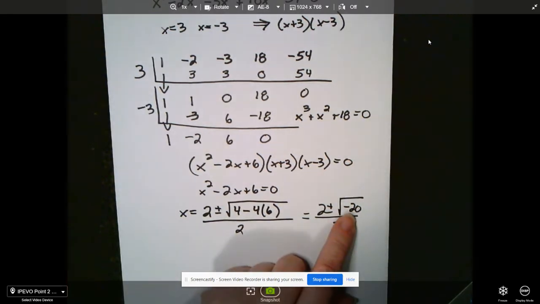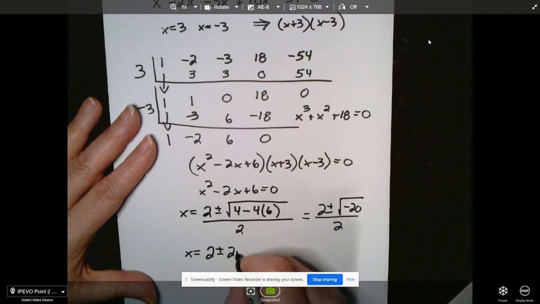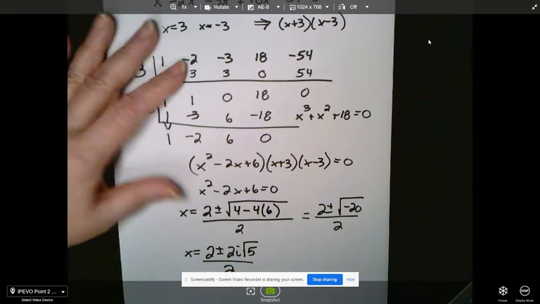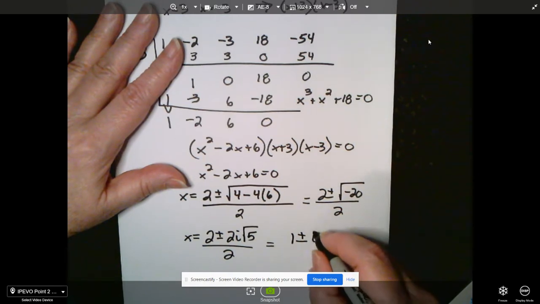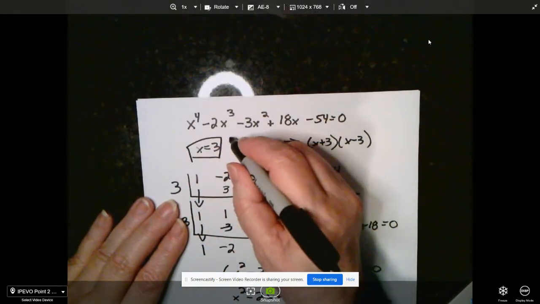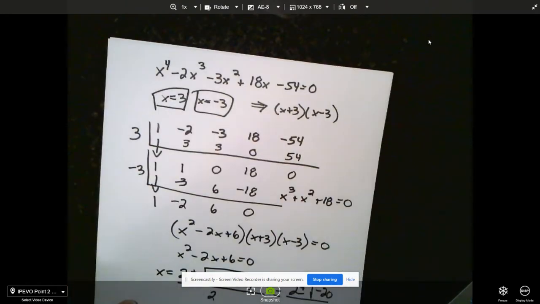And I know here, if this is a negative, I'm going to have an i, and I might as well simplify the square root of 20 at the same time. And now, if I can simplify all three of these numbers, then I should. So this will be 1 plus or minus i square root of 5. So here I have 2 answers, 3 answers, and 4 answers. All right, let's try another one.